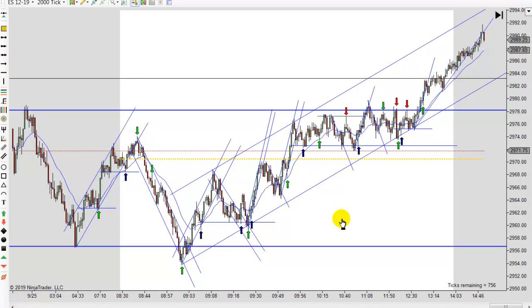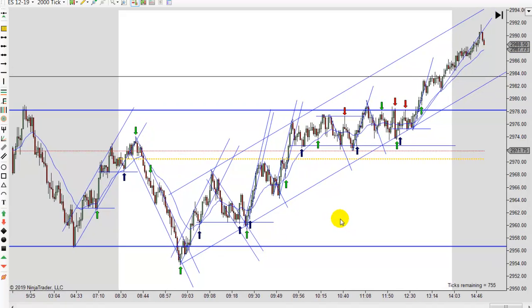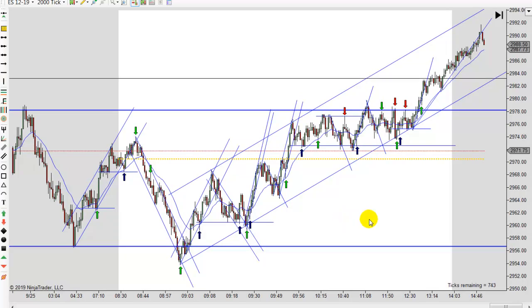But anyway, I'm going to wrap it up. Believe it or not, tomorrow's Thursday. We'll come back and we'll wrap up our week. No chart lessons on Friday, so tomorrow we'll wrap up our week.